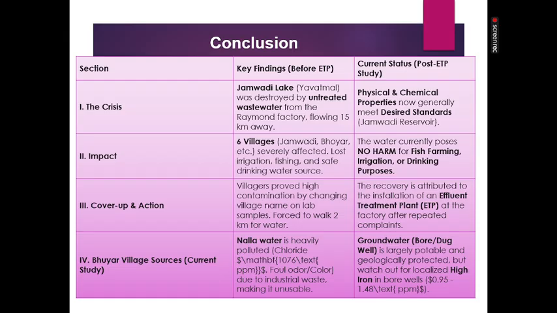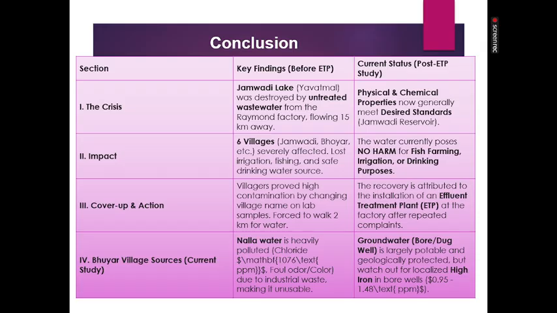In conclusion, the key finding and the current status. The crisis: Zamwadi Lake was destroyed by untreated wastewater from the Raymond factory, flowing 15 km away. The current status: physical and chemical properties now generally meet desirable standards. Impact: the 6 villages of Zamwadi, Bhoyar, Sawari and others lost irrigation, fishing and safe drinking water sources. But now the water currently poses no harm for fishing, farming, irrigation or drinking purposes.